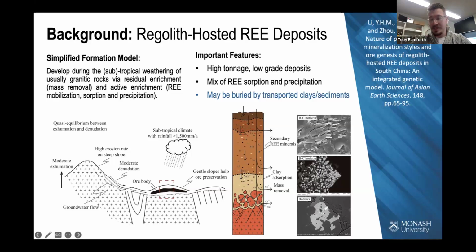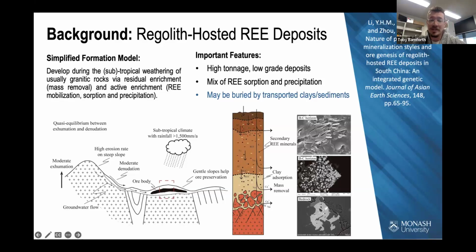The important features of these deposits, at least in terms of the discussion that we'll have today, are that they are high tonnage, low grade is the main thing. A lot of these deposits can dip below 0.1 weight% total rare earth oxide. So they're very, very low grade as far as many deposits go, meaning that you have to mine large volumes of them. So you have to characterize large volumes of regolith material in order to find economic regolith-hosted rare earth element deposits.